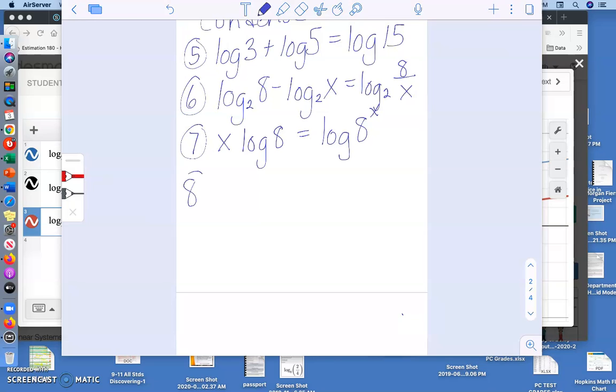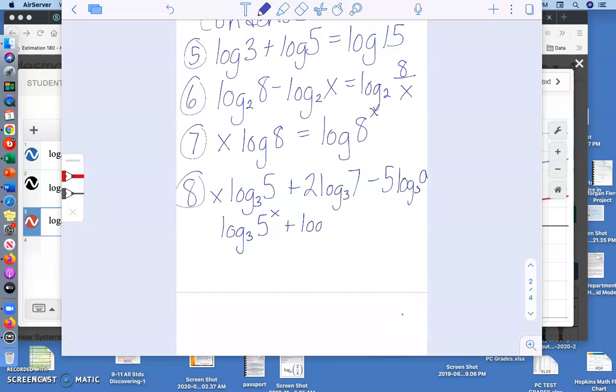So let's see if we can get one a little bit more complicated. What if I had x log base 3 of 5 plus 2 log base 3 of 7 minus 5 log base 3 of a? So first thing you want to do is the exponent. So we're going to go the opposite way. So those numbers out in front become exponents. So log base 3 of 5 to the x plus log base 3 of 7 squared minus log base 3 of a to the 5th.